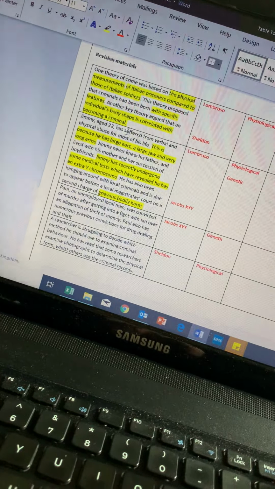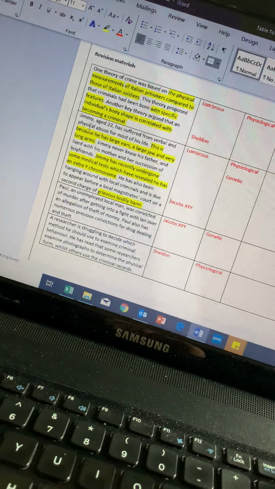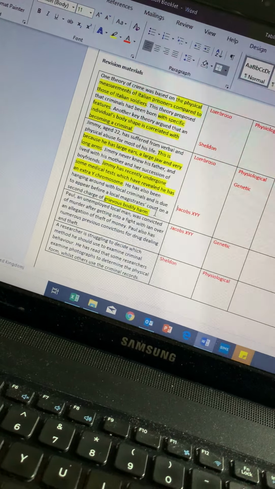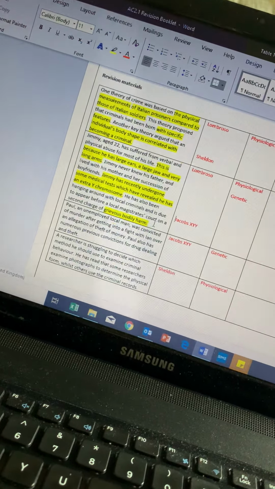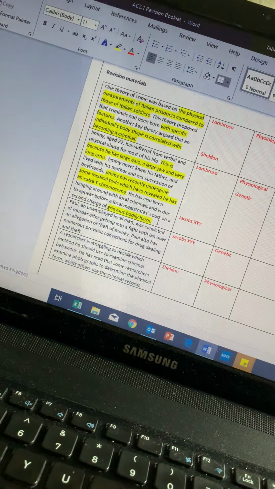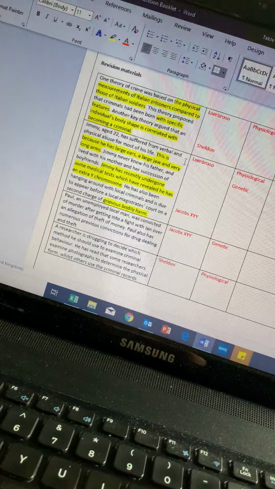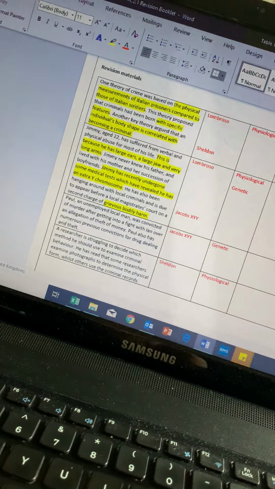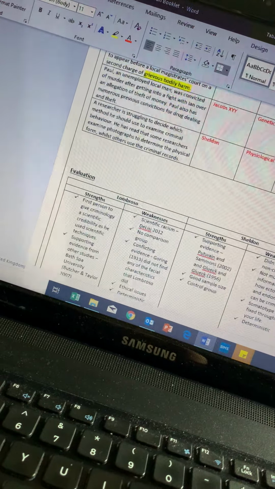The one thing to be careful with on this type of question is if you've got a question that just says apply a biological theory to Jimmy's situation or something like that, you could pick. But if it says apply a physiological theory, then you'd have to use Lombroso. If it said a genetic theory, you'd have to use Jacob. So don't get them mixed up because you wouldn't get any marks for that.